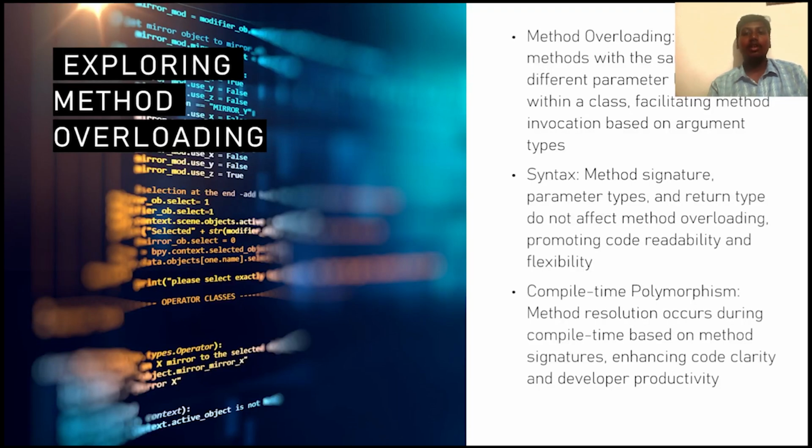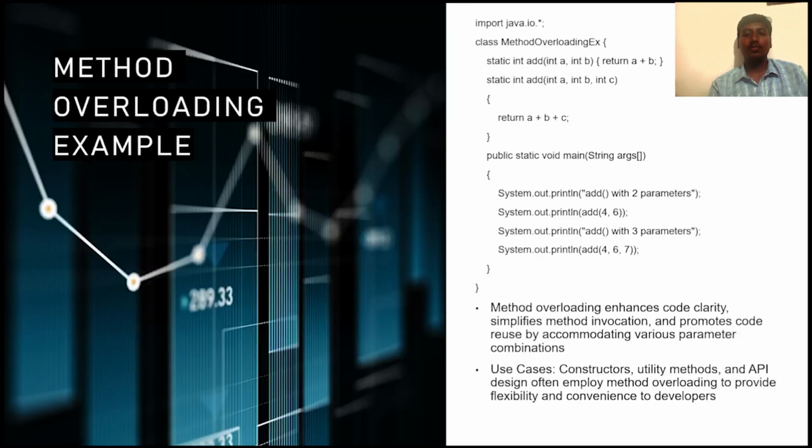Exploring method overloading. Multiple methods with the same name but different parameter lists coexist within a class, facilitating method invocation based on argument types. Syntax: method signature and parameter types differ, while return type alone does not affect method overloading. This promotes code readability and flexibility. Compile time polymorphism: method resolution occurs during compile time based on method signatures, enhancing code clarity and developer productivity.